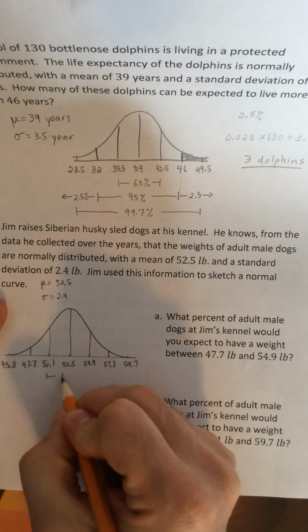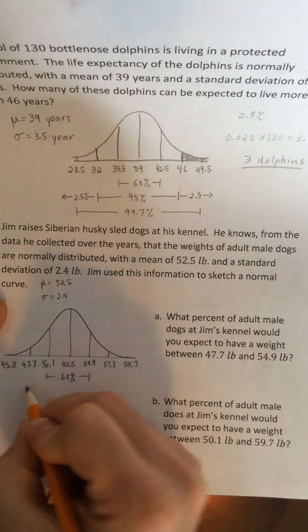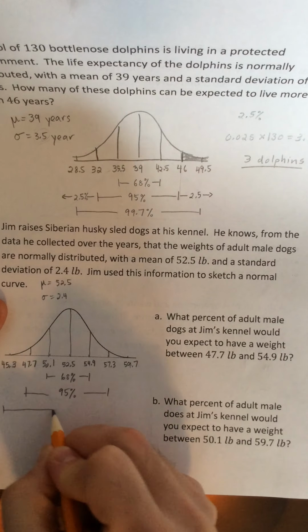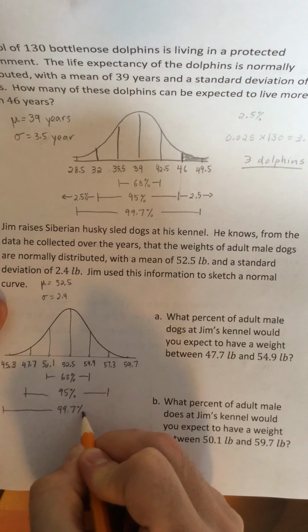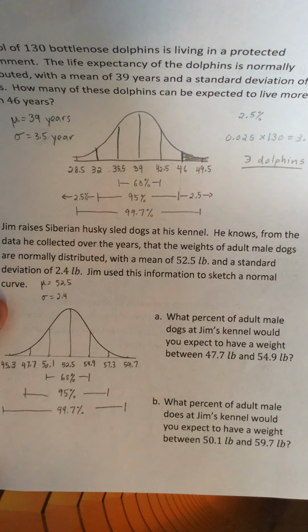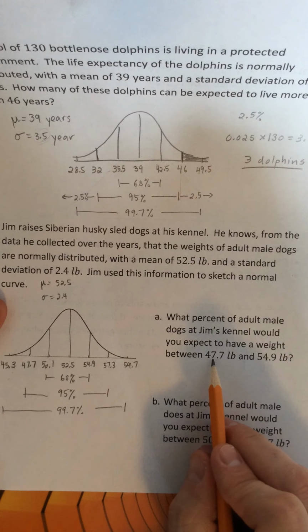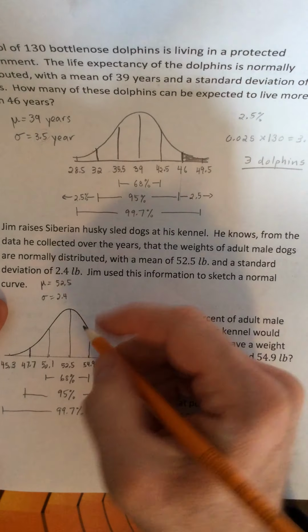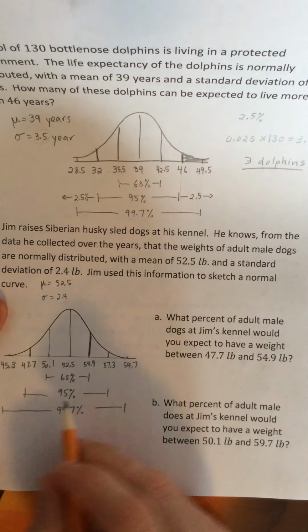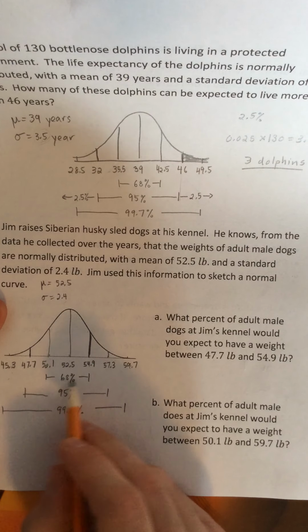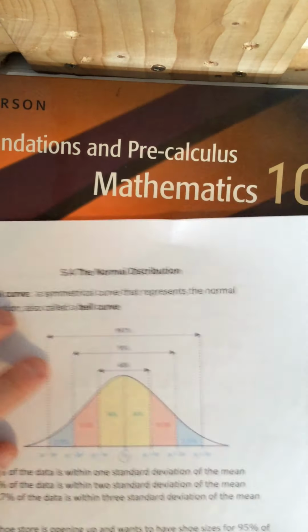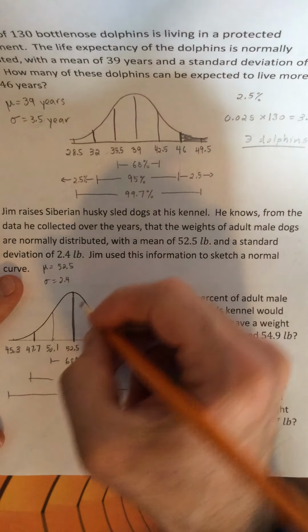Now, we know that 68% of the data is within here. We also know 95% is here to here. And we know that this 3 standard deviations is 99.7, approximately. So what we're looking for is how many will have a weight between 47.7, so here, and 54.9, which is here. Now, this isn't exactly 95 or 68. But remember, this is symmetrical. And on the other side of the page over here, I gave you how each of these break up.